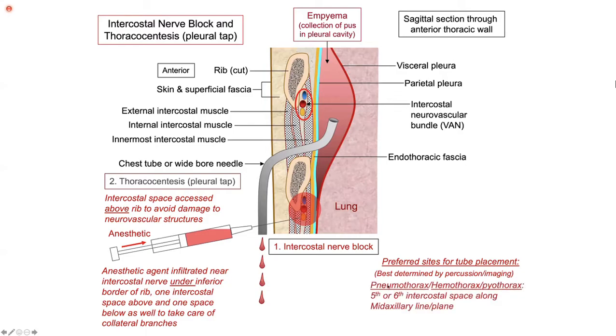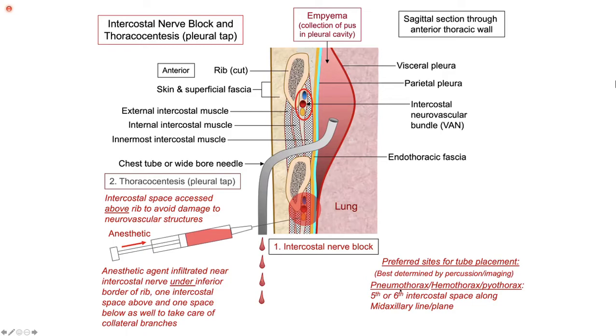So now, for pneumothorax, hemothorax, pyothorax, when we are inserting this tube, the 5th or 6th intercostal space, where? Mid-axillary line. I'm sure everybody will now be reconnecting. Where was the mid-axillary line? In your axilla, in the middle of it. 5th or 6th space. Why not above and why not below? That I'll be explaining to you shortly.